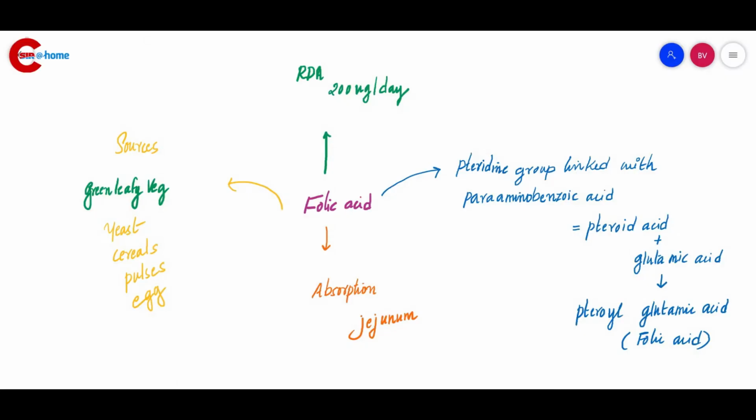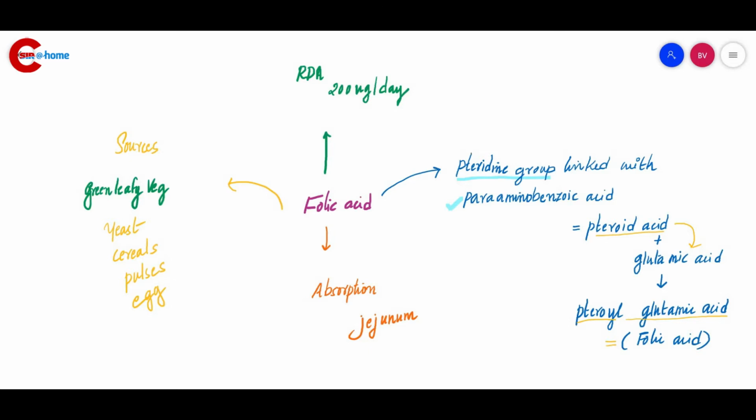Folic acid. Folic acid is composed of three constituents. Pteridine group linked with para-aminobenzoic acid forms pteroic acid, then attached to glutamic acid to form pteroyl glutamic acid. That is folic acid, pteroyl glutamic acid.